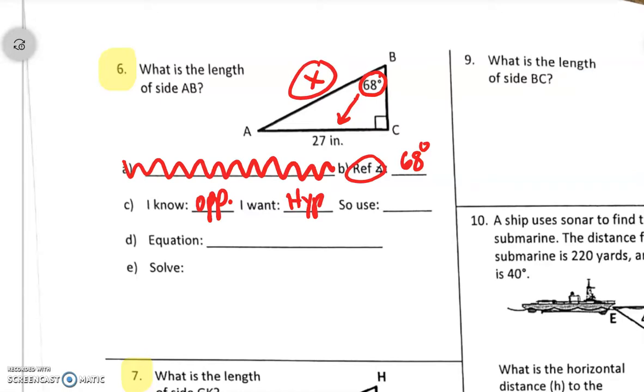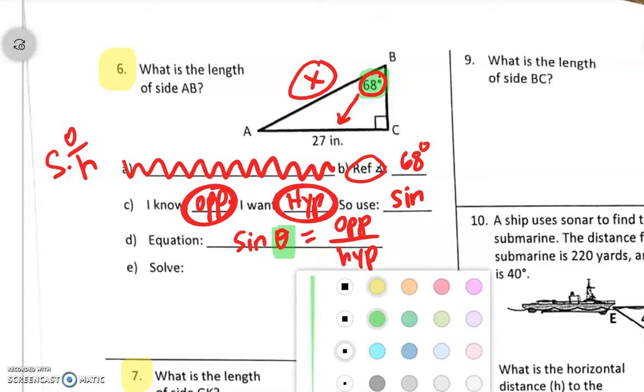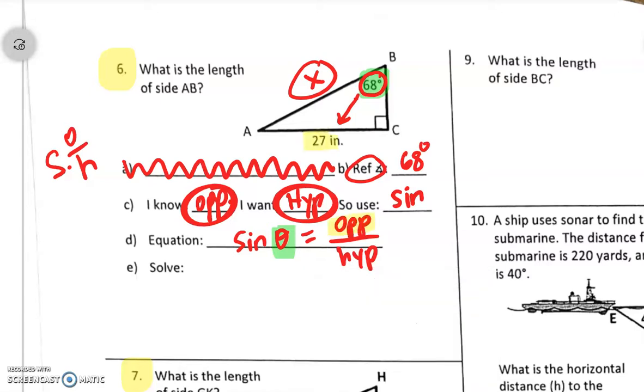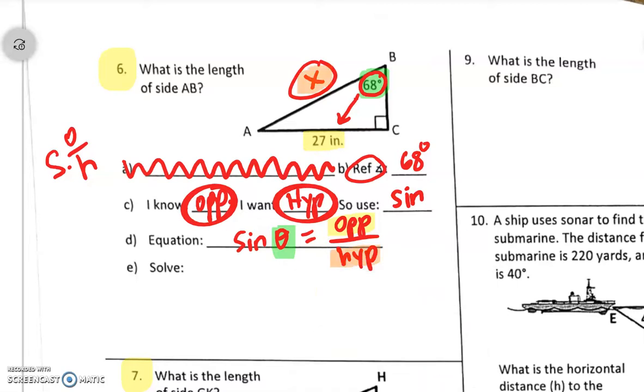Okay, so if we know the opposite and we want to know the hypotenuse, we're going to use sine, right? Because sine is opposite over hypotenuse. So use the sine ratio, SIN for short. So the equation is sine of any angle theta is equal to the opposite side of that angle divided by the hypotenuse. Okay, so 68 degrees is our reference angle. That's going to be substituted for angle theta. The opposite side is 27, and then we're solving for the hypotenuse, which is x.